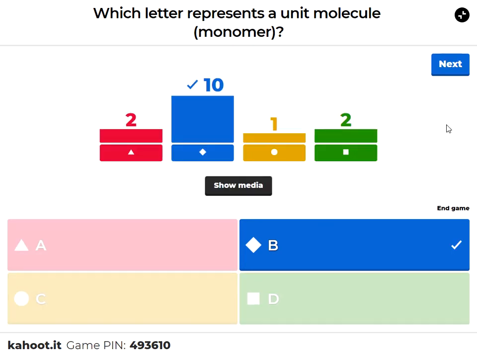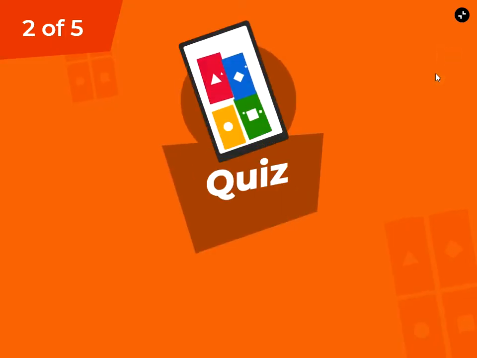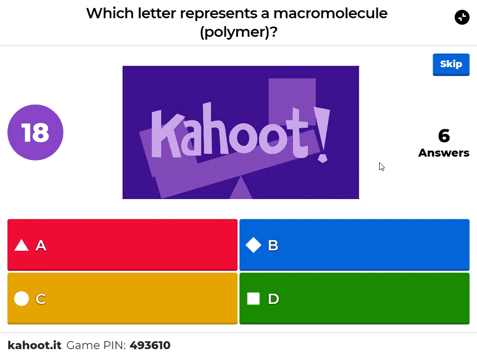Okay, so most everybody got that as B. We'll go over these in just a second. Social Finch in the lead. Second question, which one represents a macromolecule or polymer?